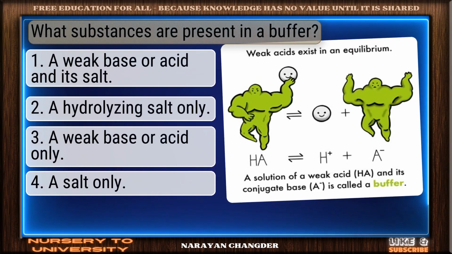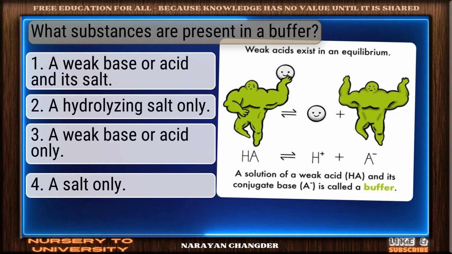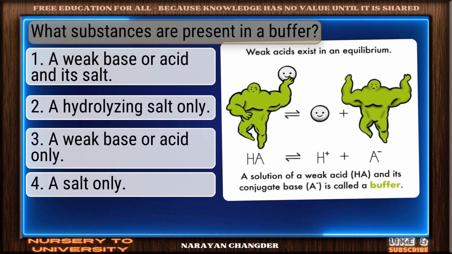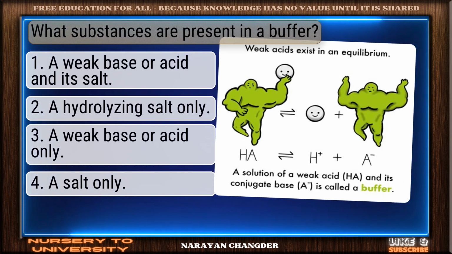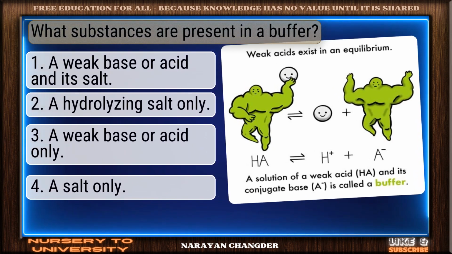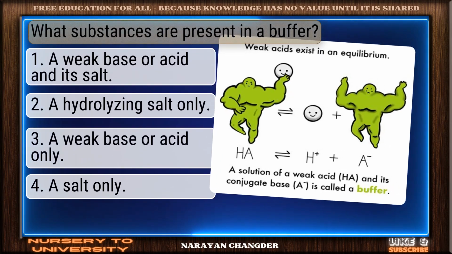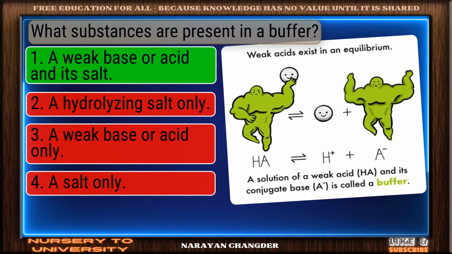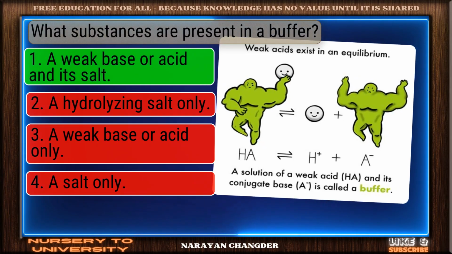What substances are present in a buffer? Option 1, a weak base or acid and its salt. Option 2, a hydrolyzing salt only. Option 3, a weak base or acid only. Option 4, a salt only. Well done, a weak base or acid and its salt.